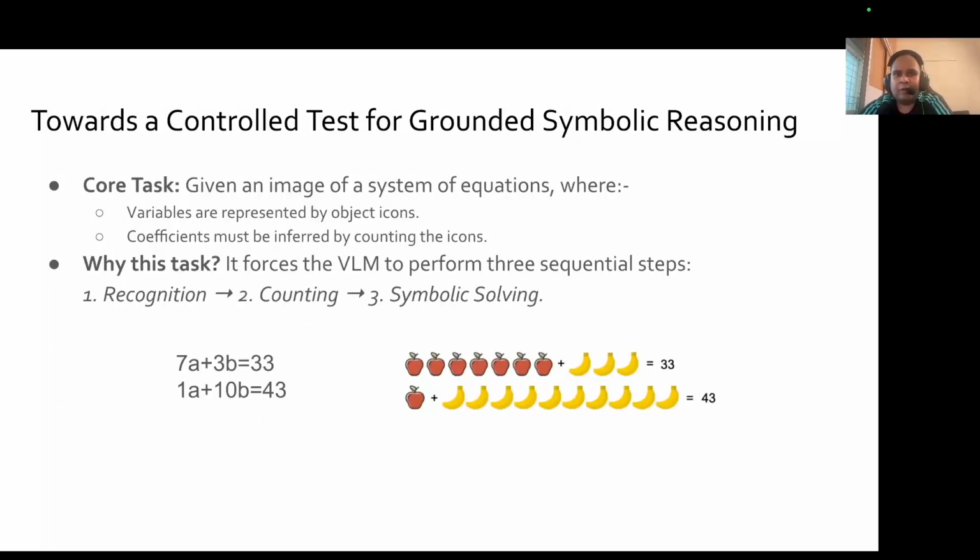So we move towards a control test for grounded symbolic reasoning. What is our task? Given an image of a system of equations where variables will be represented by object icons, while the coefficients must be inferred by counting those icons. You may ask this question, why this task? Well, the major reason is that it forces a VLM to perform these sequential steps, and we try to analyze these steps. Those are recognition, counting, and symbolic solving.